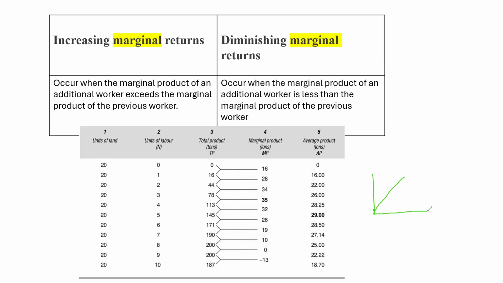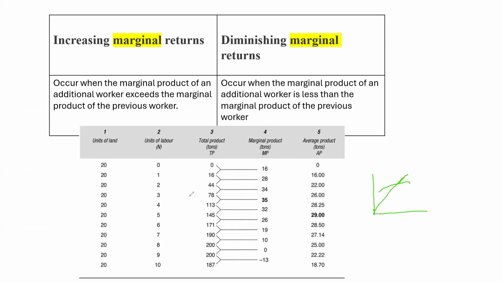Okay, so I said this was your total product, right? Your total product is increasing when your marginal product is also increasing, right? From 16, 28, and so on. So your marginal product will also increase. Let me just draw it here. And then it reaches a maximum. So that is the maximum. Yeah, that is the maximum. It reaches the maximum point of, wait, 35.